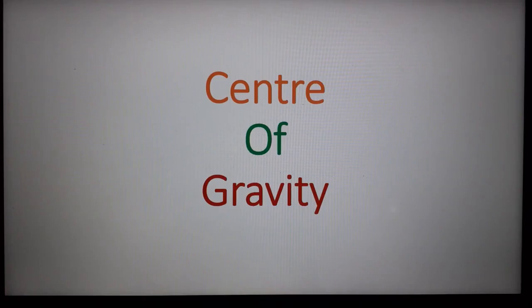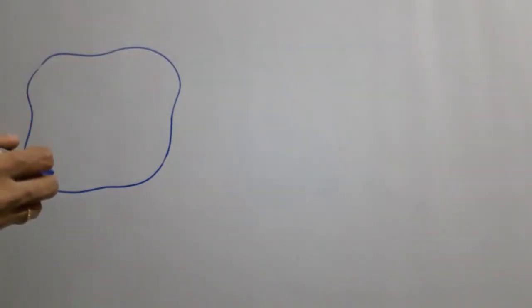Hello everyone. Today's topic is center of gravity. Knowledge of this topic helps us in balancing objects. To understand center of gravity, let us consider this irregular shaped object.